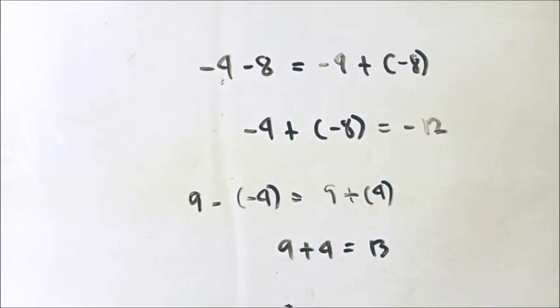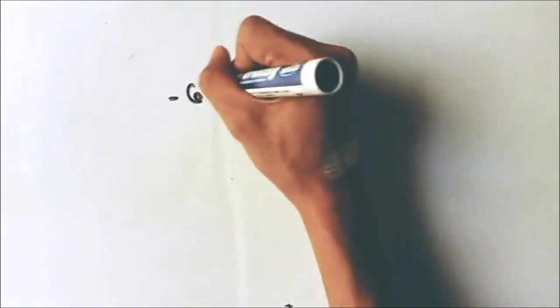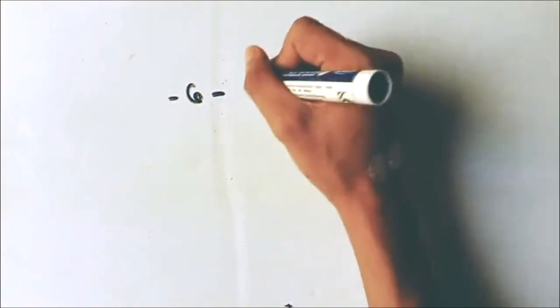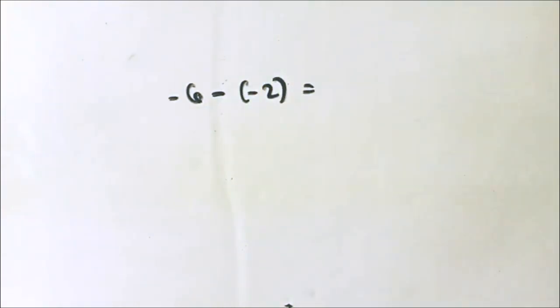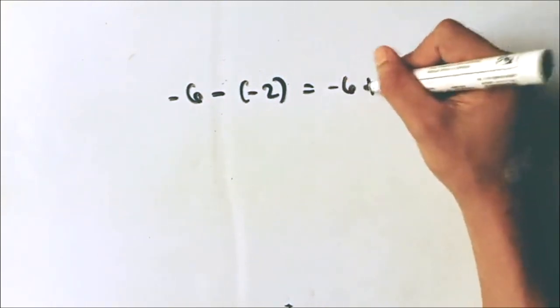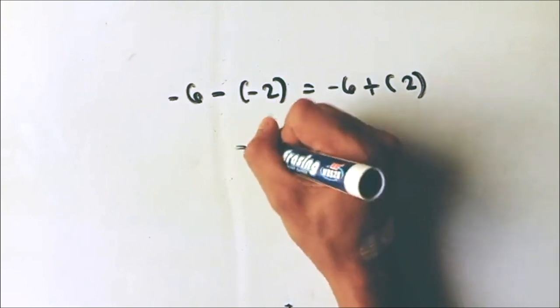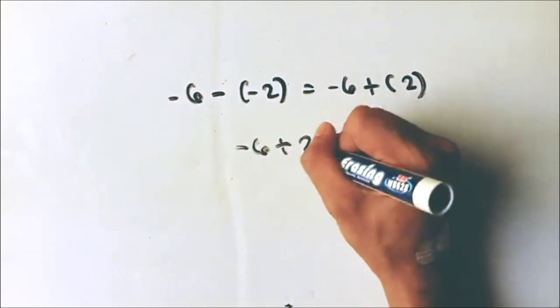So for the last example, negative 6 minus negative 2. Again, we will change this problem. So this will become negative 6 plus the opposite of negative 2, which is positive 2. So now that we are adding, we will go back to addition. So negative 6 plus positive 2.